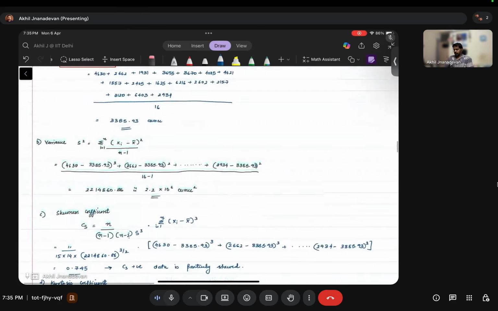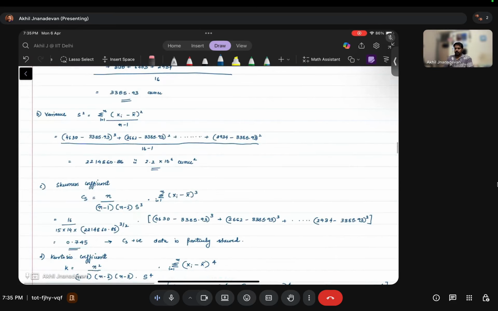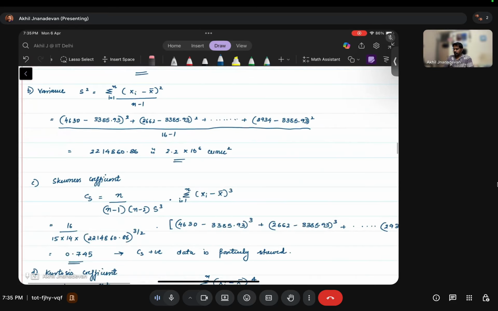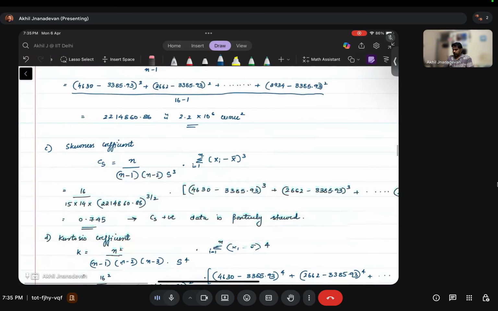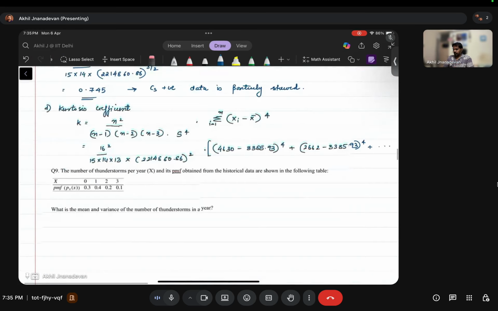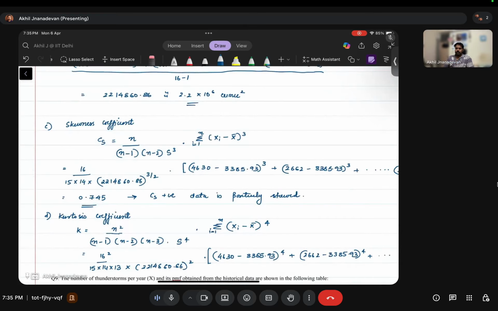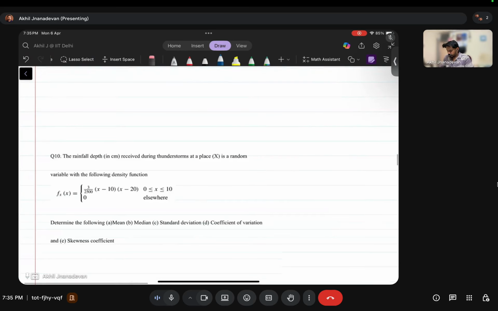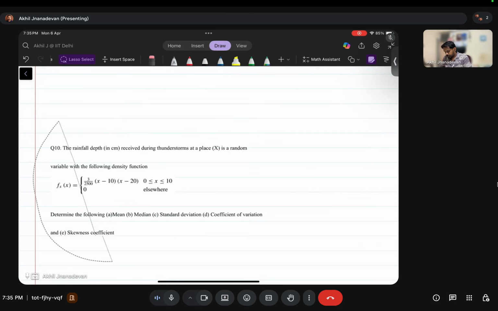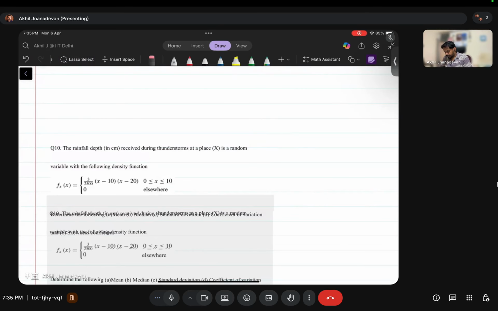so this is how we describe our data set, whatever data set we are having. We describe the central tendency, find the variance, find the skewness, find the kurtosis, and finally we describe the entire data set with these statistics. Okay, so now we can move on to the ninth question.